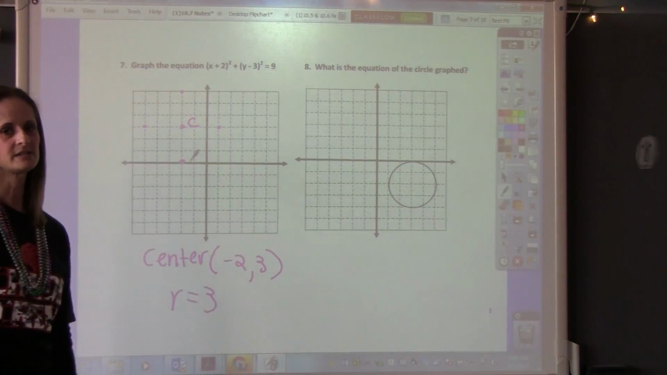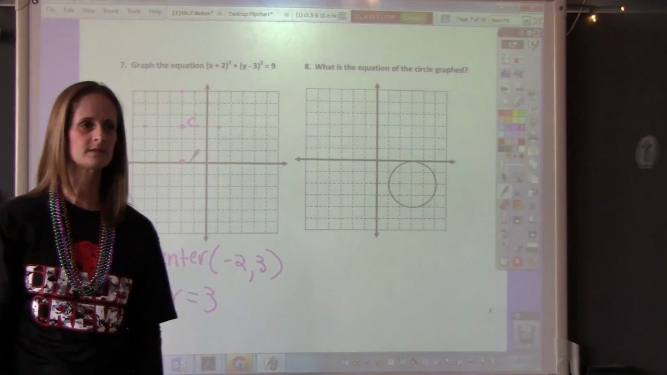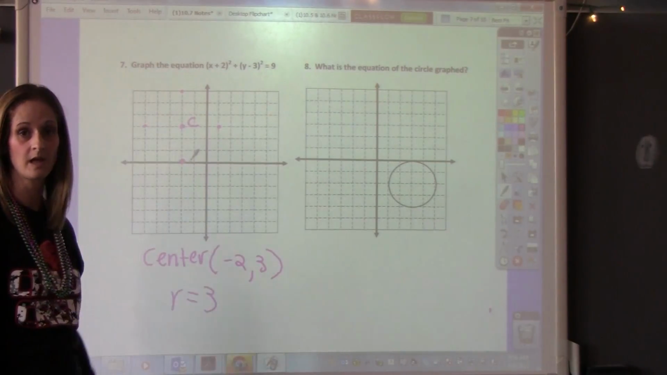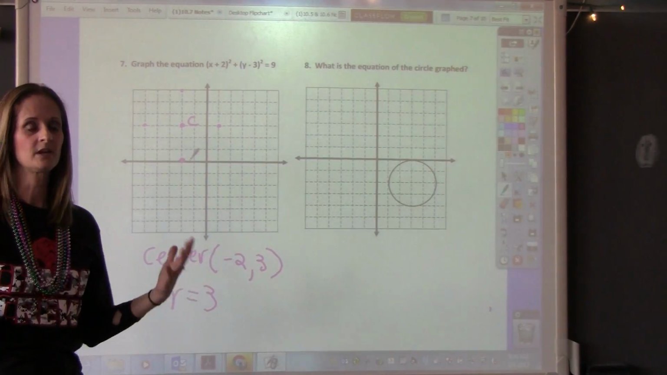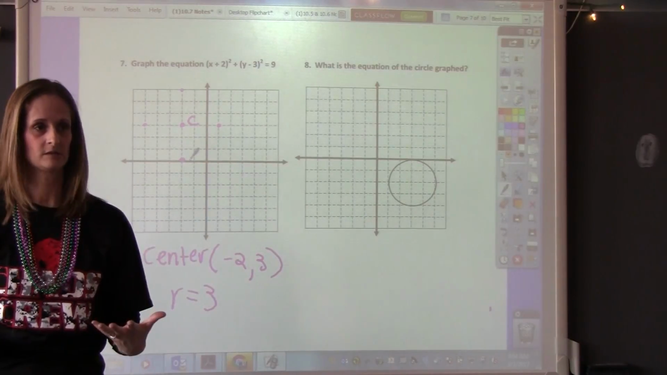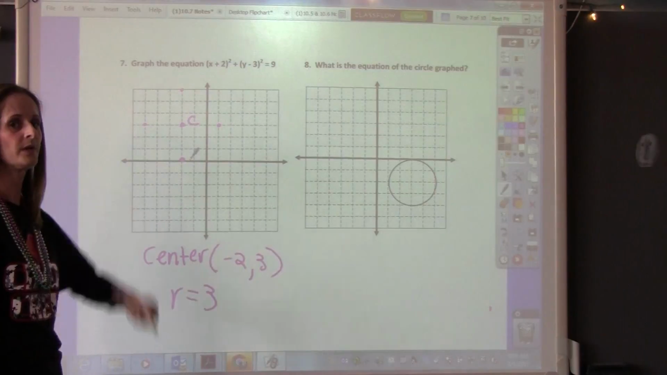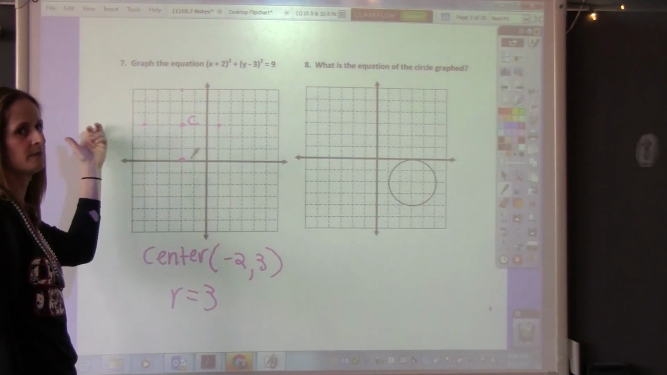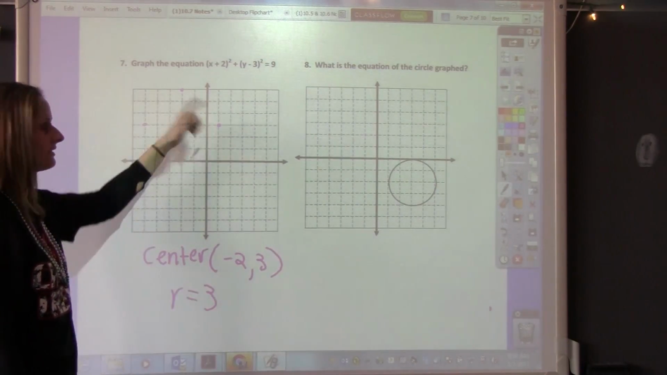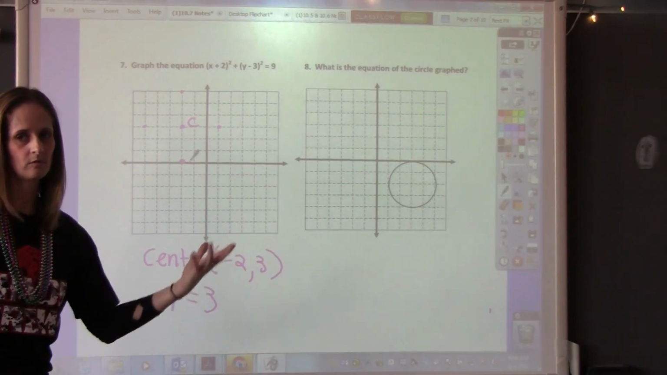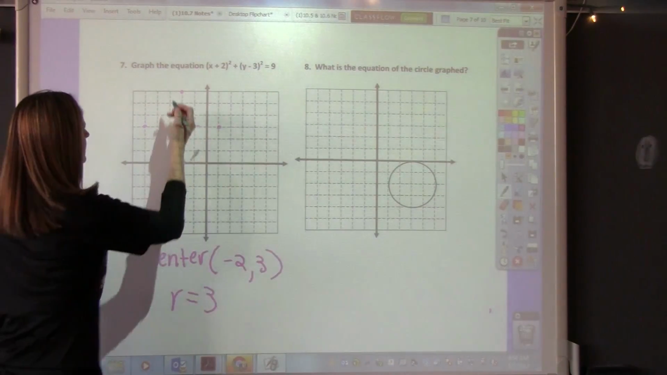On the SOL, they'll ask you sometimes to plot 2 points, the center and another point on the line. And the computer knows there are options. Once you plot the center, you could go up 3 and plot your point, or go left 3 and plot your point, or go right 3 and plot your point. The computer knows it's all right.